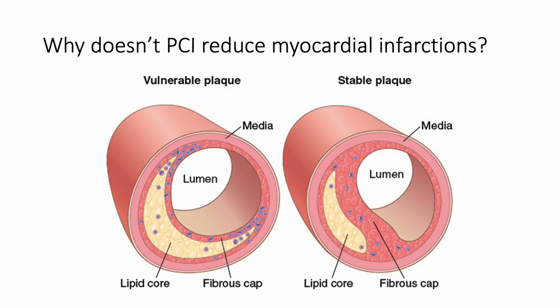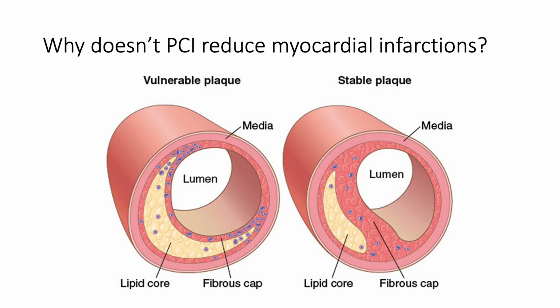So why doesn't PCI reduce myocardial infarctions? I think it comes back to the fact that not all plaques are equal, right? So we talked about how some plaques have a thin fibrous cap and a thicker lipid core, and those plaques are more likely to rupture and cause a thrombosis and myocardial infarction. Whereas some plaques have a thicker fibrous cap with more collagen and extracellular matrix. Those are more stable plaques. They are less likely to rupture and cause an MI.